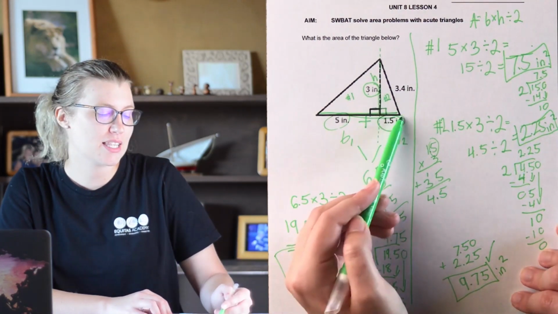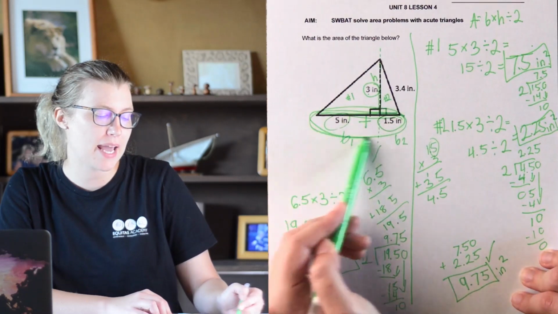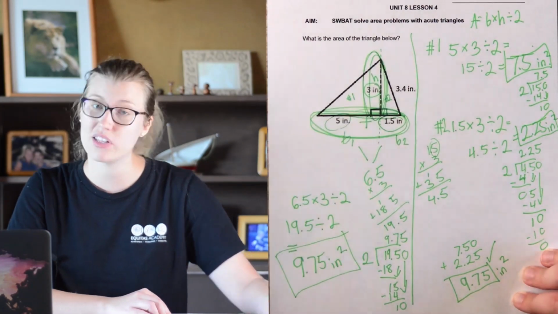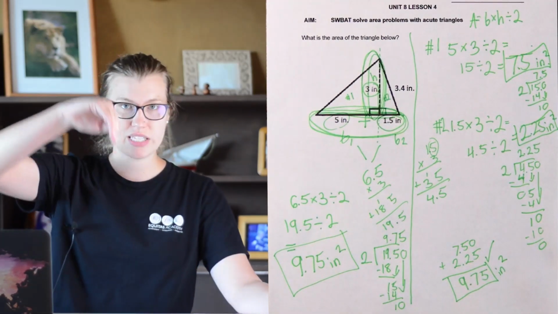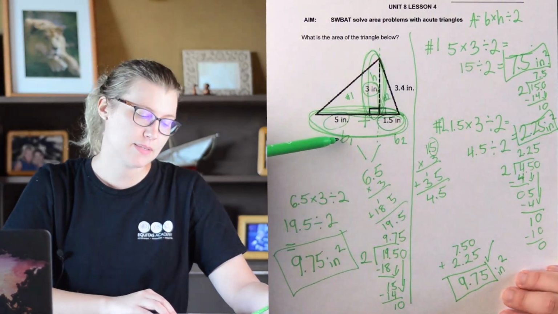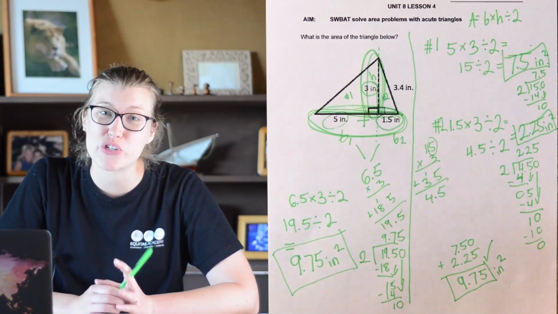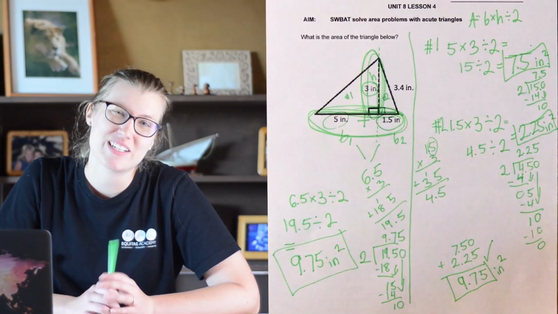You're going to be using this total length, this base, times this height that's inside the triangle most of the time, a little invisible line, times base, and then you just divide it by 2 and you will get your area for your triangle. Base times height divided by 2.